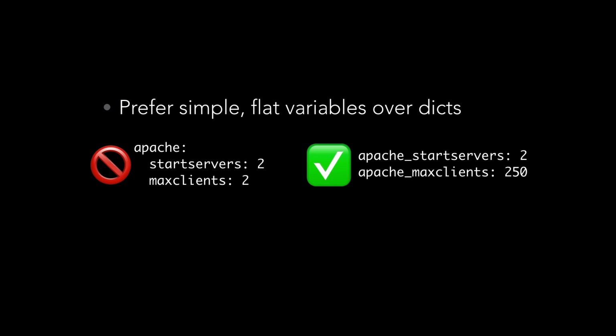Also, it makes reasoning about what the variable is harder when you're looking at your vars. It's hard to see a structure to how variables work if there's just a big blob of a dictionary. So usually I prefer flat variables like this instead of using a dict. Even though the dict looks really fancy and structured, it's hard to work with.